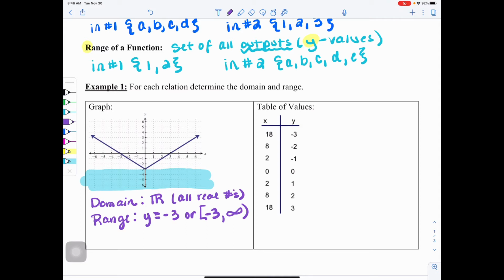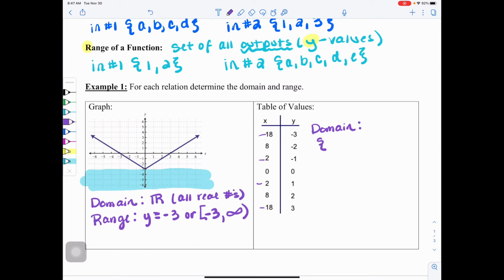Now, when we go to our table of values here, this one's a little more like what we saw above in the mapping diagram. We know that our domain is the set of all inputs or x values. So I'm going to look at the x values of the table, and I'm going to list them. Now, before we do this, you will notice that there are some repeated values. There is no reason to list these twice. So I am going to list them from least to greatest. Also, that does not have to matter, but it does help you stay organized.